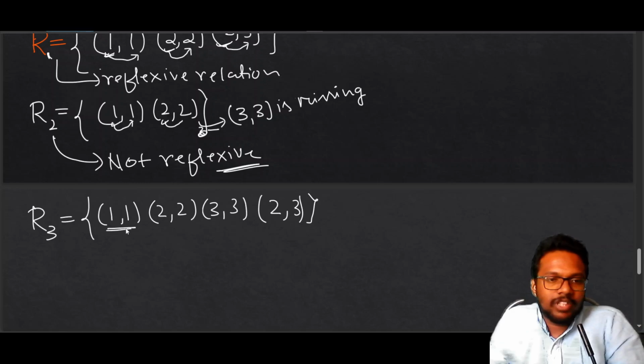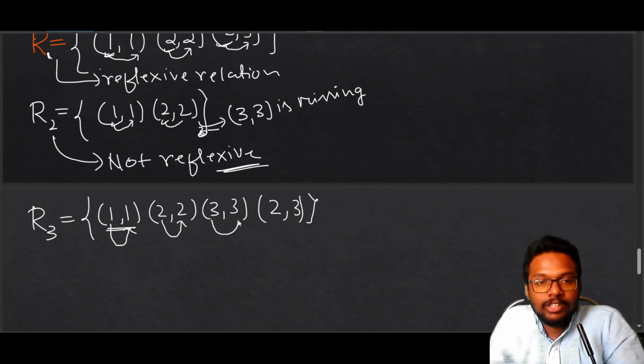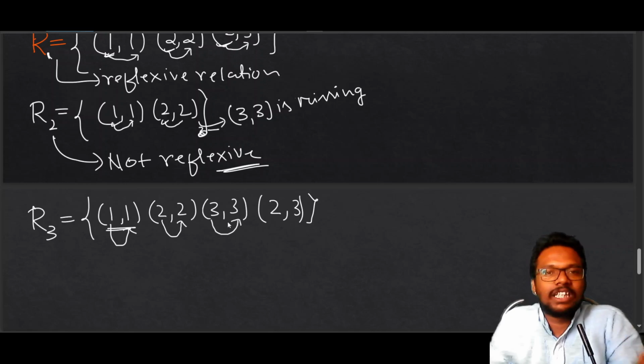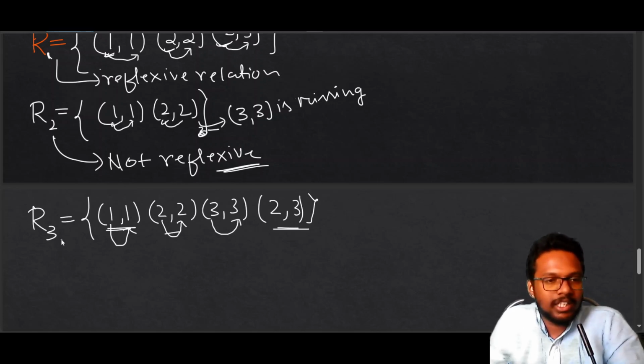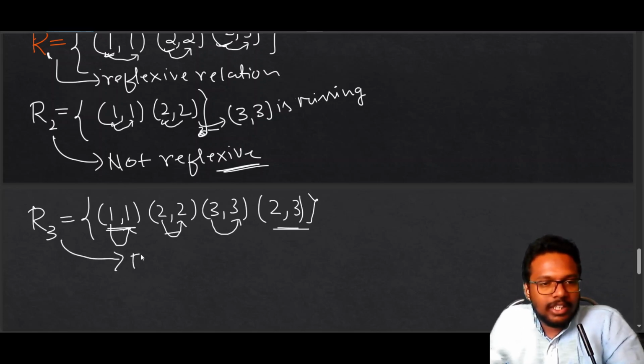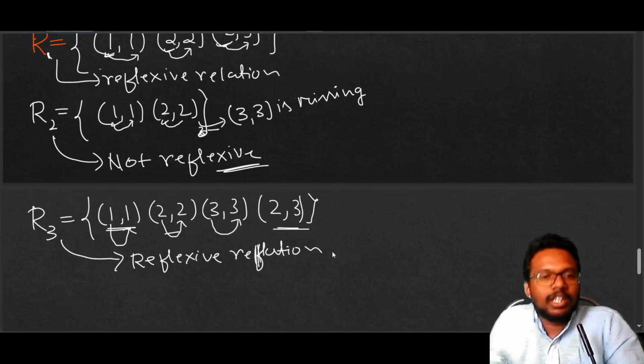So let us check the definition. Here 1 is related to 1, okay. 2 is related to 2, okay. 3 is related to 3, okay. That's enough for us, because in set A we have 1, 2, 3, and each and every element of A is related to itself. If in R there is any extra ordered pair, it doesn't matter. We can conclude that this R3 is reflexive.